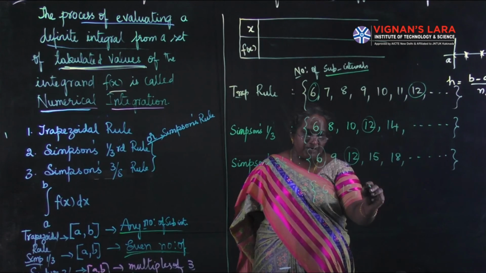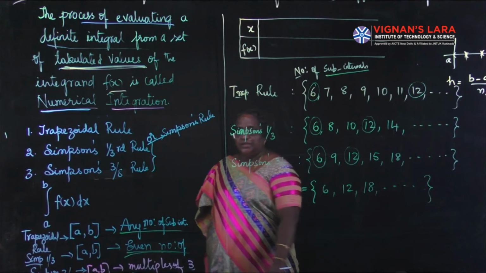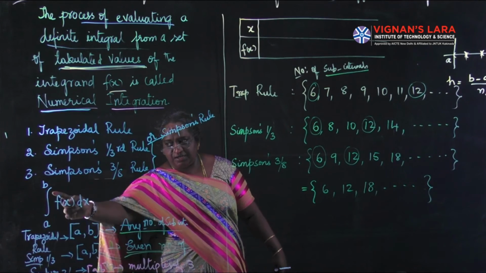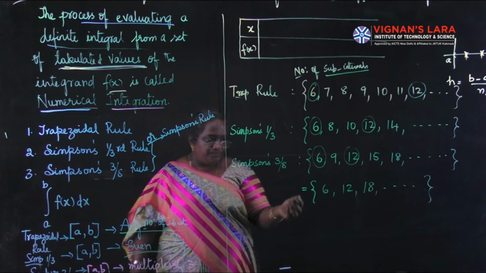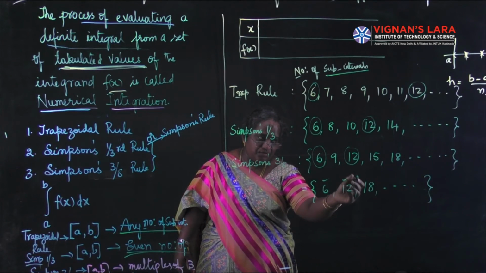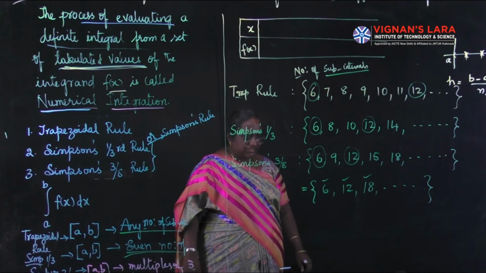Next, automatically 18. So if you want to apply all these 3 formulae at a time for a single function f of x, in order to evaluate the integral a to b of f of x dx, what is the number of subintervals you have to take? 6 or 12 or 18. We don't go for 12. In general, we go for 6.